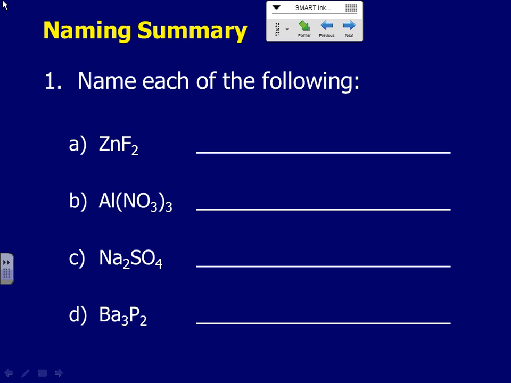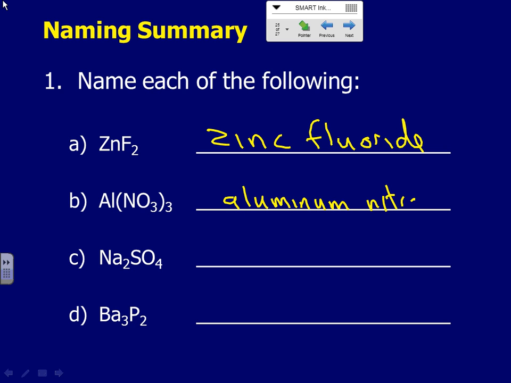Okay, we've babbled on. What's the name of this one? Yeah, Mackenzie, what do you got? Fluoride. Very straightforward. A zinc with a fluoride. Zinc fluoride. Next. Yep, Justin? Aluminum nitrate. Yeah, excellent. Aluminum nitrate. Yeah, Sammy? Yep, very good. Sodium sulfate. And last.